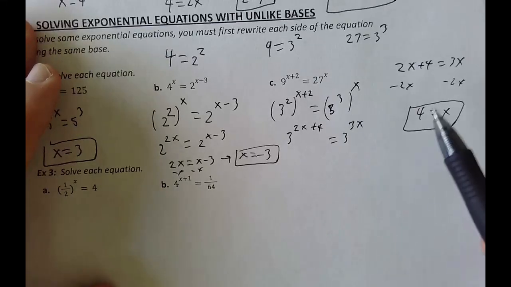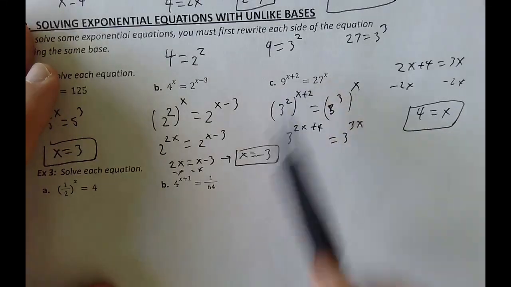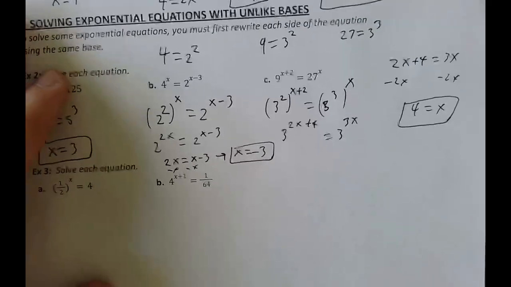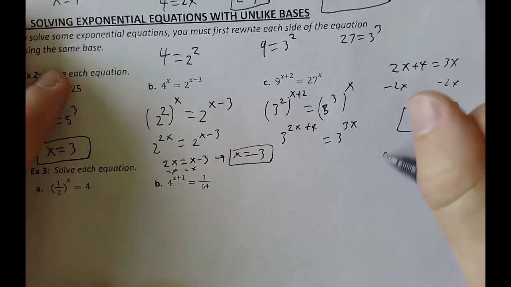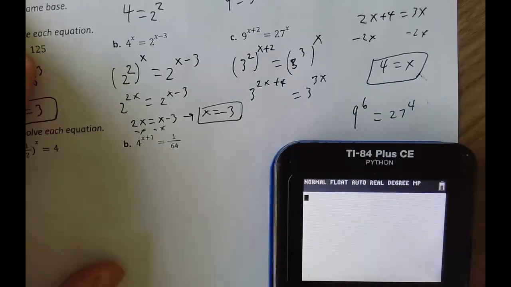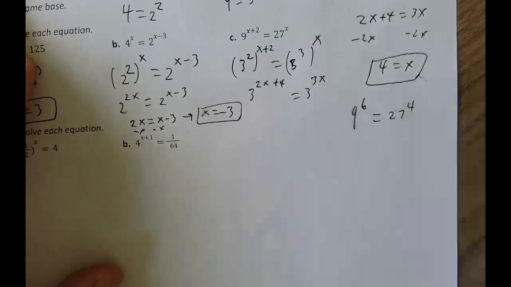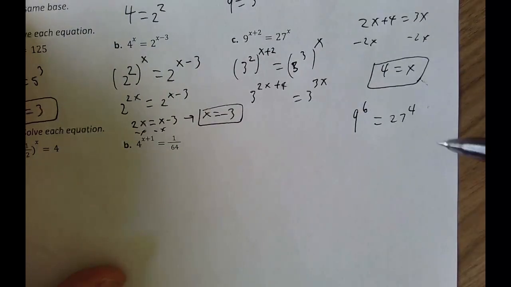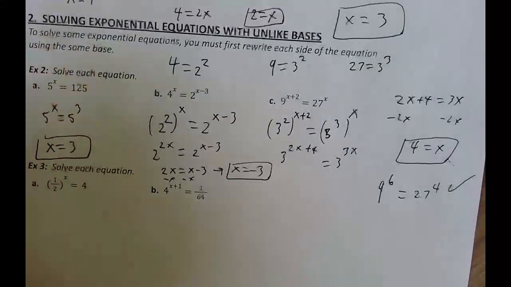Okay, and then if I took that 4 and plugged it back into the original, I would get the same answer, right? 9 to the 6 equals 27 to the 4. I can check that on my calculator. That's a good step to do. 9 to the 6 is 531441, and 27 to the 4 is 531441. So it works. Okay?